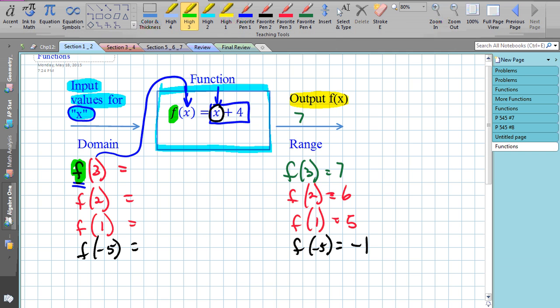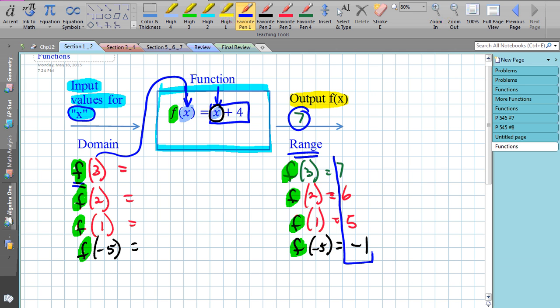I want to showcase a few things. This is the name of the function. Now, we made it f in here, but it doesn't have to be f. It can be any letter we want it to be. This is the variable, how the function is written. I've designed it in this case to be x, but it could be any letter. But most of the time it's x. And then this part over here is the output. We call that the range. And here are the range values.